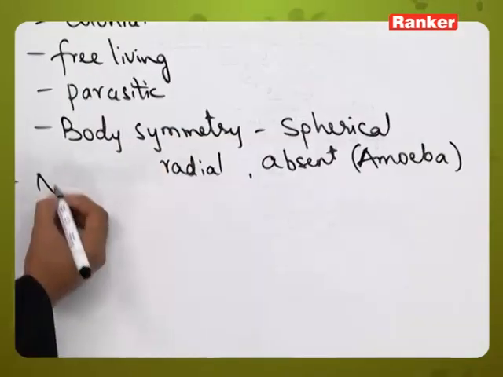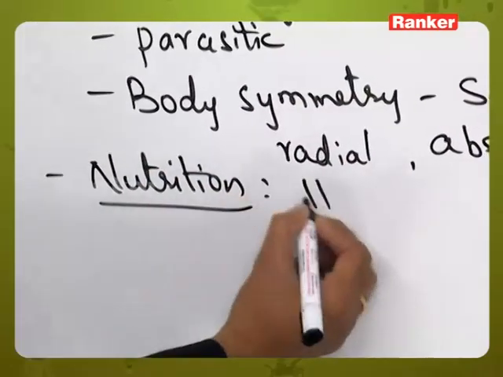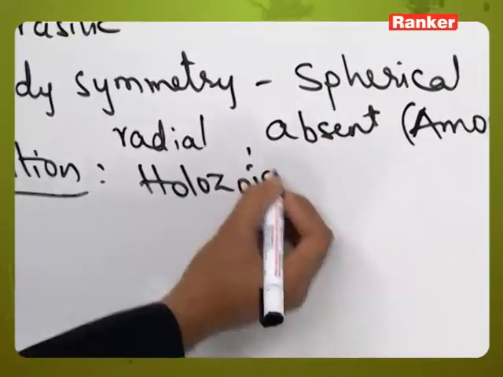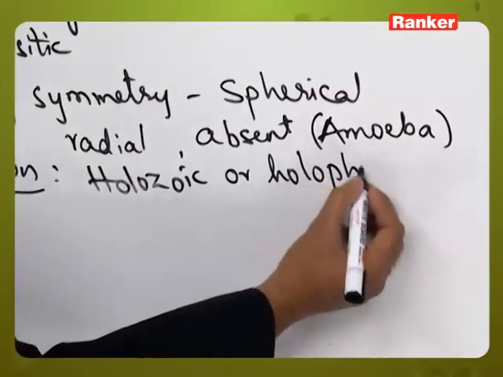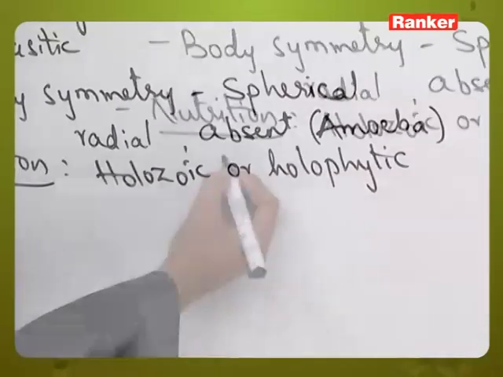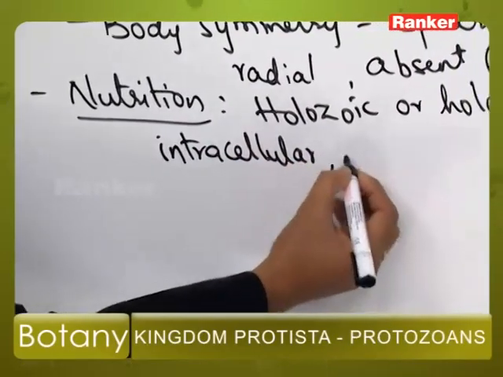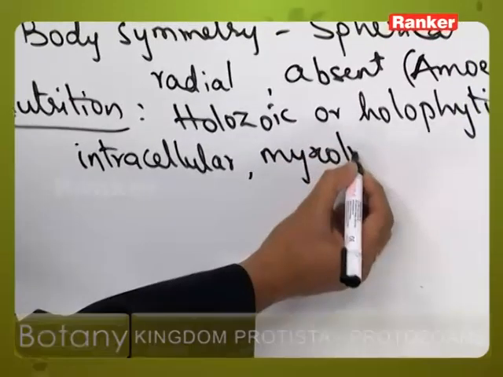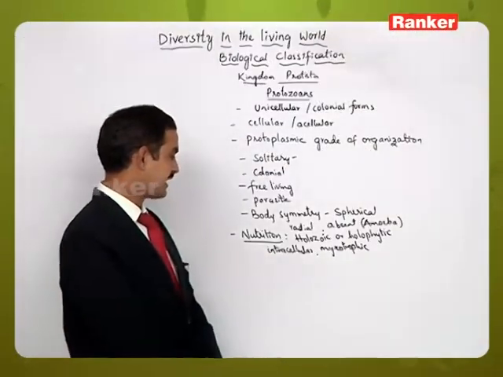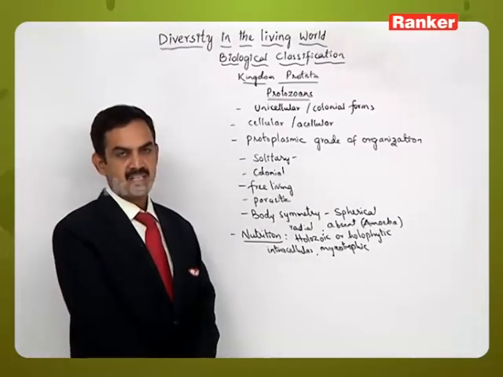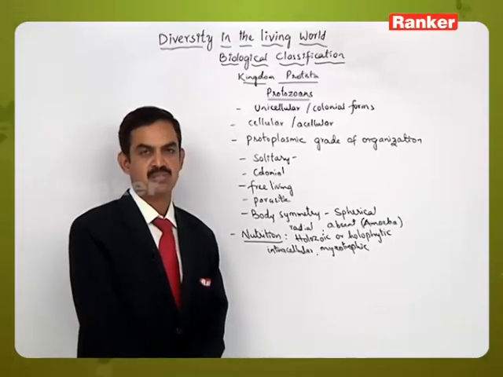Then as we have said, if you see the nutrition part, some of them exhibit holozoic nutrition, some exhibit holophytic nutrition also, some are intracellular in nature, and some exhibit mixotrophic nutrition. When they are intracellular, that means they survive inside the cell and acquire nutrition. That's why some of them exhibit parasitic nutrition also.